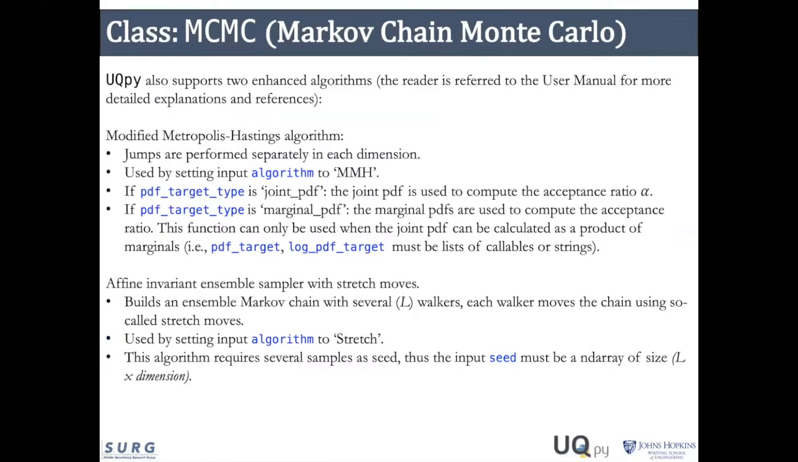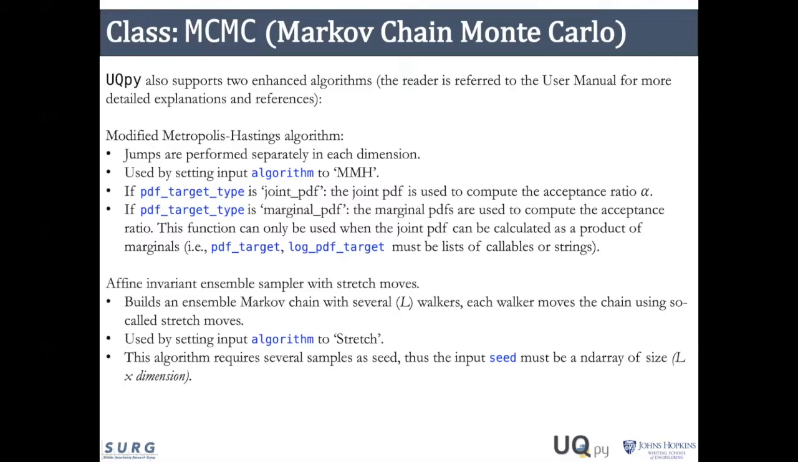So now I've been talking about Metropolis-Hastings, but UQpy also supports two other enhanced algorithms. I'm referring you to the user manual for more detailed explanations, but basically in the modified Metropolis-Hastings algorithm, the jumps are performed separately in each dimension. And you can use this algorithm by setting the input algorithm to the string MMH.